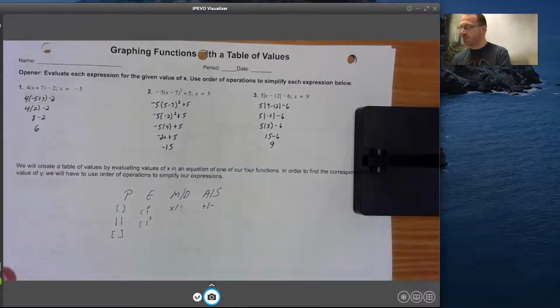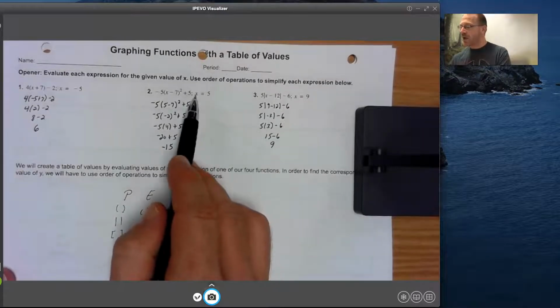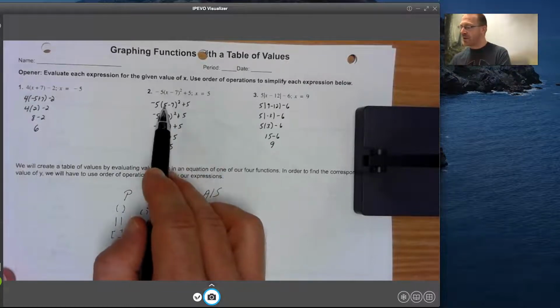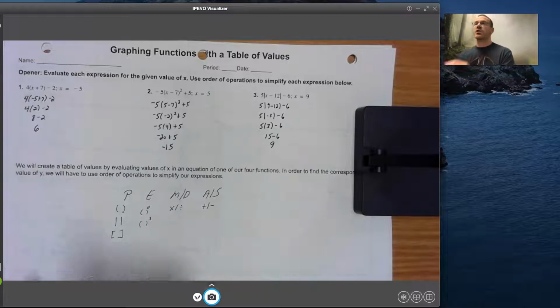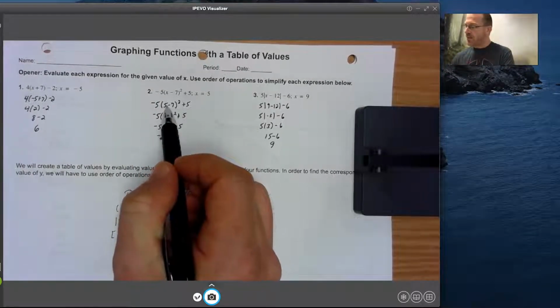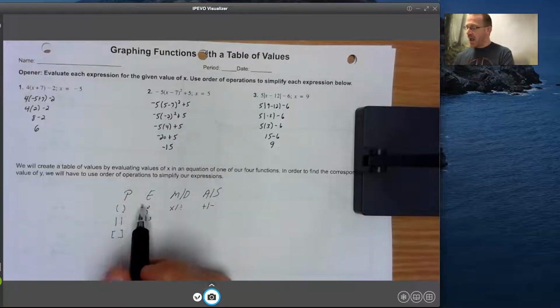All right, so now moving to problem 2. Now it tells us, okay, x is 5. So wherever there's an x, I'm going to take this 5 and plug it in. I only see one x. I'm going to take the 5 and I'm going to put it in here. Now, once again, we're going to start with those grouping symbols. So we have our parentheses here. So I'm going to do 5 minus 7. That gives me -2.